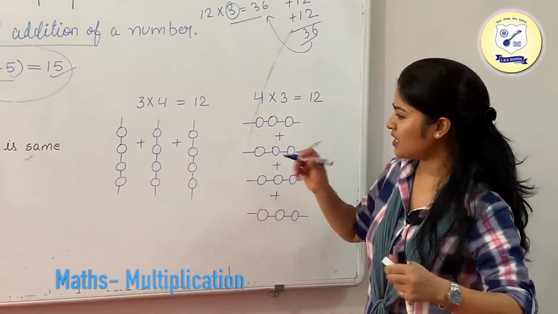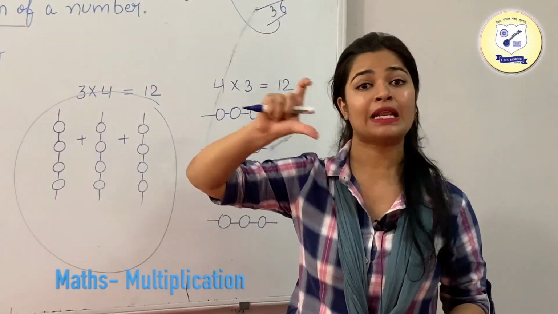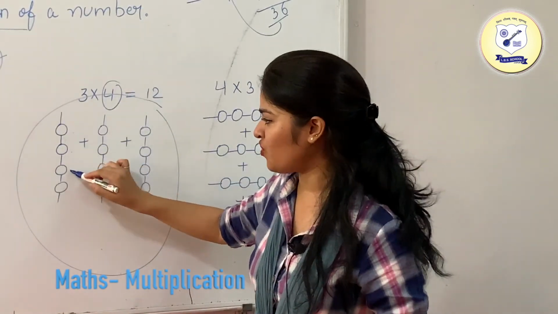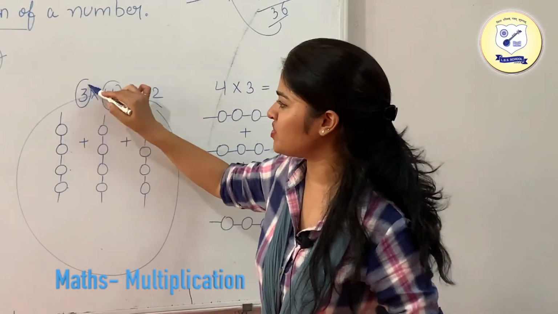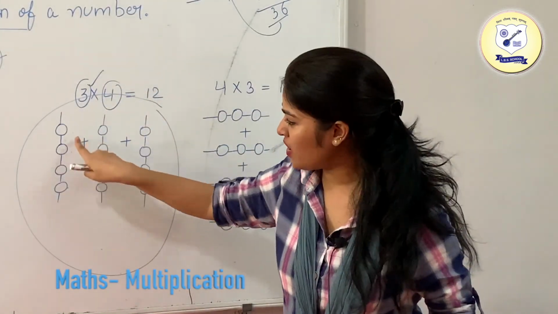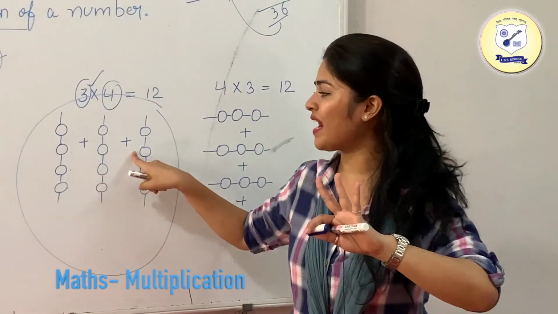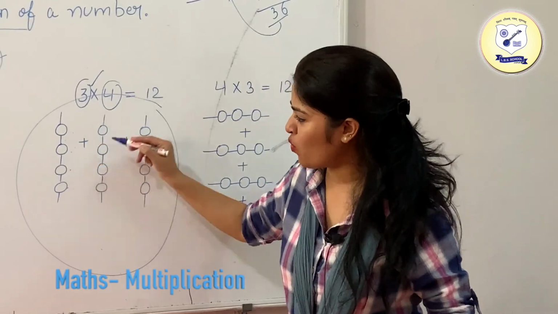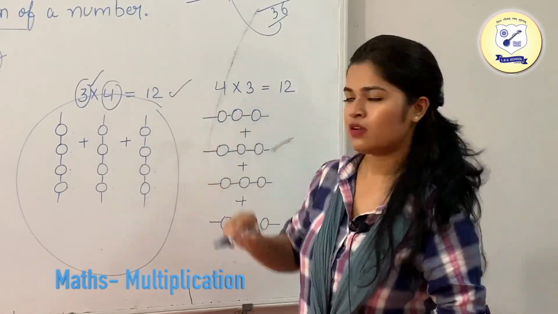Now, according to the definition that multiplication is repeated addition, I have made the blocks of 4: 1, 2, 3, 4, and I have added that 3 times, since it is written over here, which is 3. I have written it 1, 2, 3 times and added it. So how much would it be? 1, 2, 3, 4, 5, 6, 7, 8, 9, 10, 11, 12.